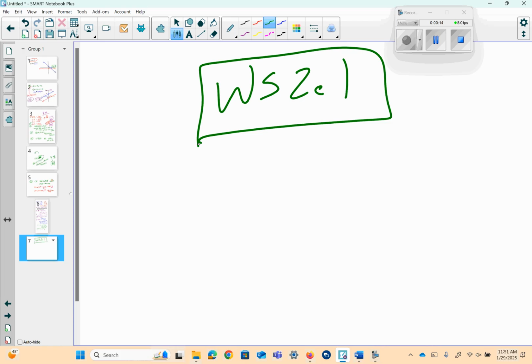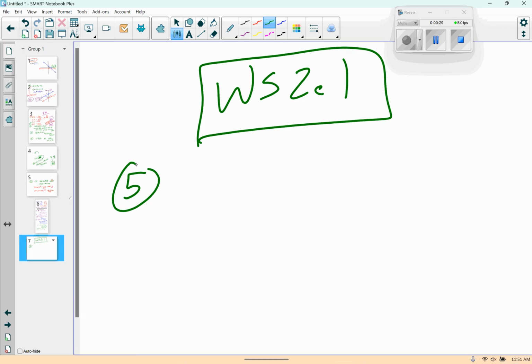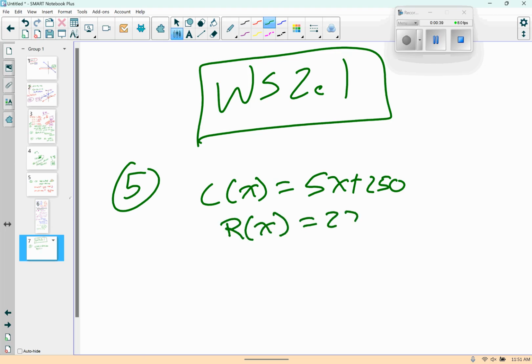So, did I work number 5 or no? No? Okay. So it says let C at x be 5x plus 250. So we have C at x, we have 5x plus 250, and then R at x is 27x.